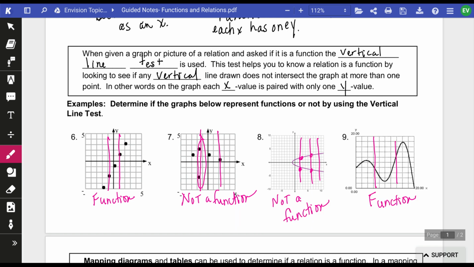Okay, so I hope the vertical line test makes sense to you. Just draw your vertical line. If it only passes through one point, then you have a function. If not, then you don't have a function, you just have a relation.